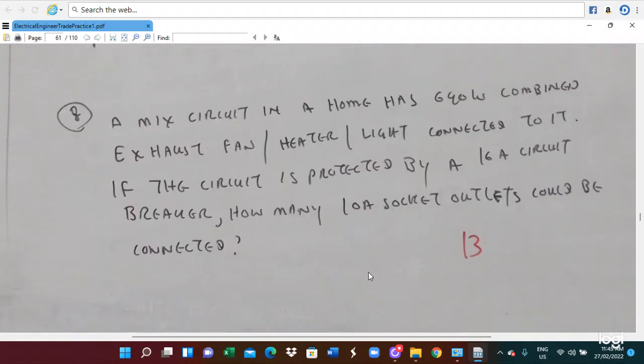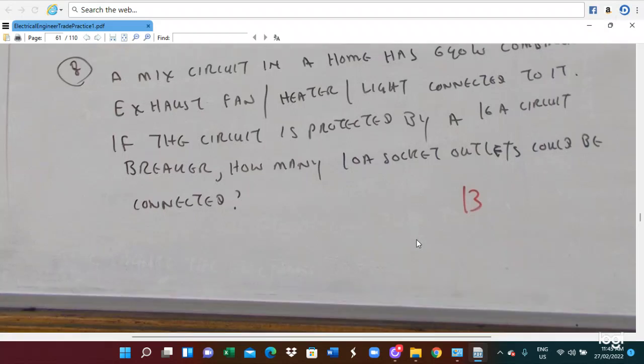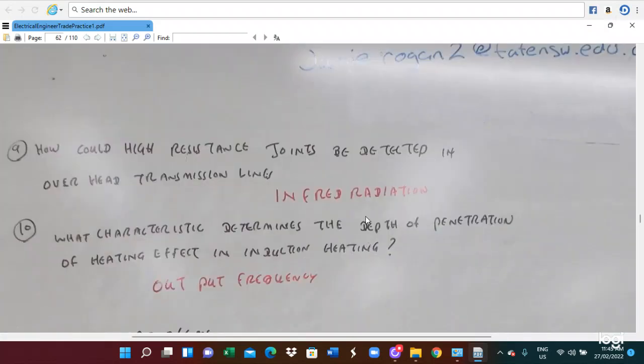The answer is 12. A circuit in the home has a 340 watt combined exhaust fan, heater and light connected to it. If the circuit is protected by a 16 ampere circuit breaker, how many 10 ampere socket outlets could be connected? The answer is 13. How can a high resistance joint be detected in an overheated transmission line?